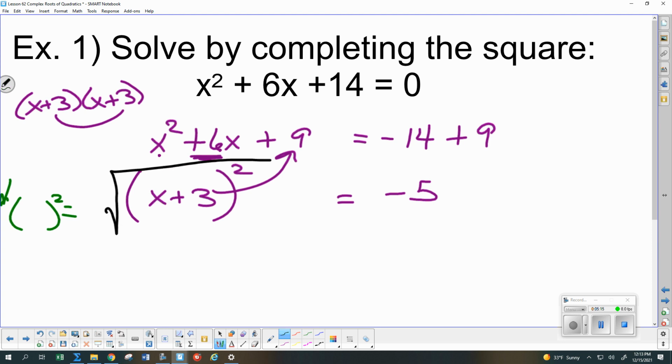So parentheses squared equals, so we take the square root on that side. We take the square root of the whole right side, including the minus sign, and then we put a plus or minus out in front.